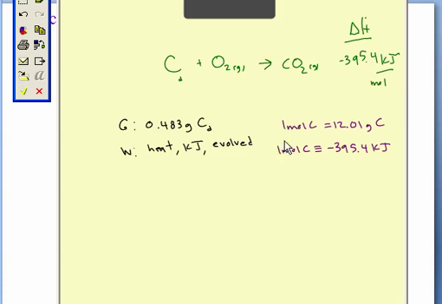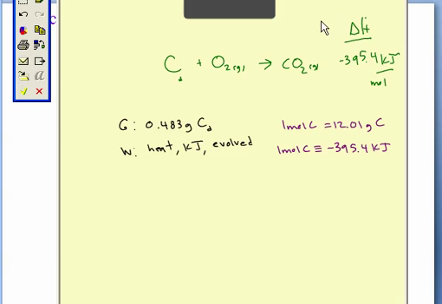So let's look at our conversion factors. We know, according to our balanced equation, that 1 mole of carbon in the form of diamond will give off negative 395.4 kilojoules. That negative again means it's going to give it off. However, our given is in grams. And so to be able to use this relationship, I've got to get to moles, and I'm going to do that using my molar mass.